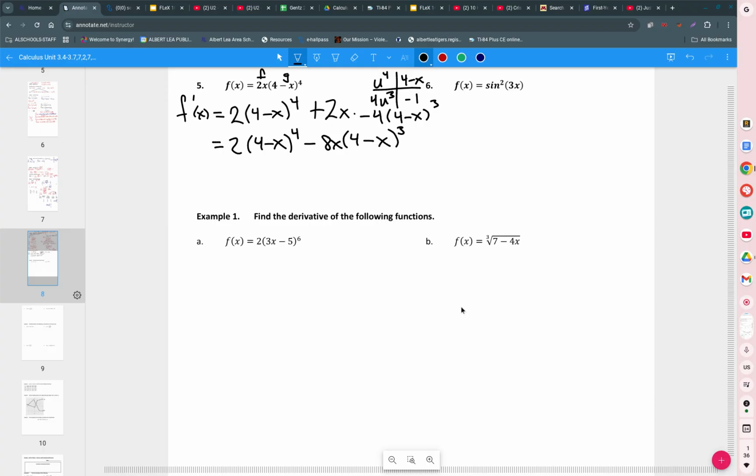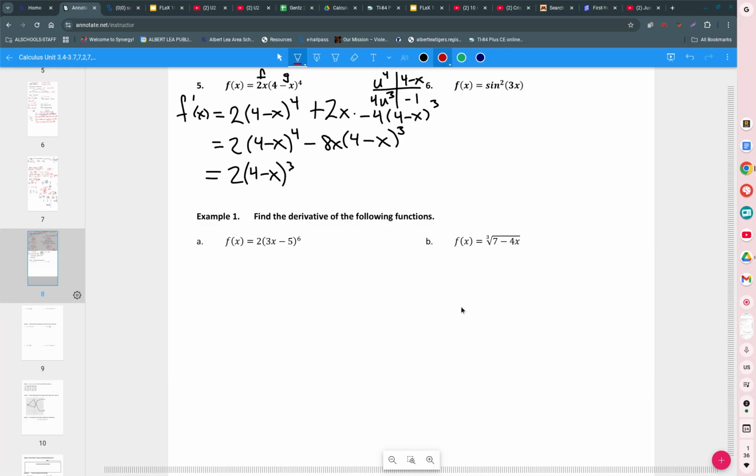And the AP exam and a lot of books and a lot of professors, they want this written in a different fashion. And here's how they want it written. These will always have a common factor. What's the common factor among 2 and 8? 2. What's the common factor among 4 minus x to the fourth and 4 minus x to the third? They both share 4 minus x to the third power.